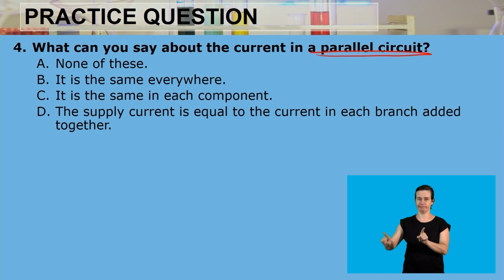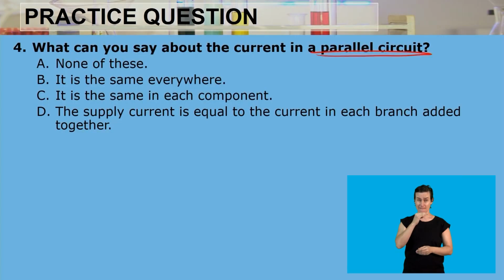Remember, in parallel, the current is going to divide according to the resistance of the resistor. The greater the resistance, the lower the current passing through. Remember, current will always look for the path that has the least resistance. The lower the resistance, the higher the current passing through that particular resistor. So it is not going to be the same in each component. It is not going to be the same everywhere. However, the supply current is going to be equal to the current in each branch added together.